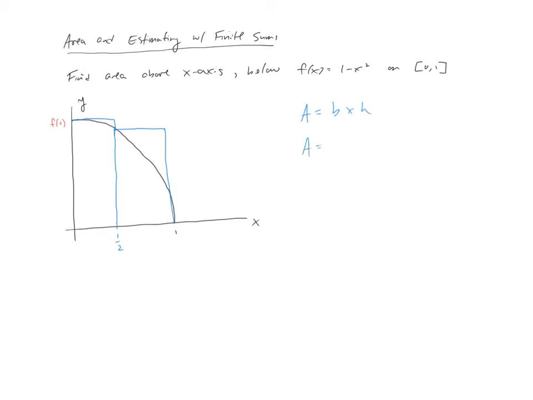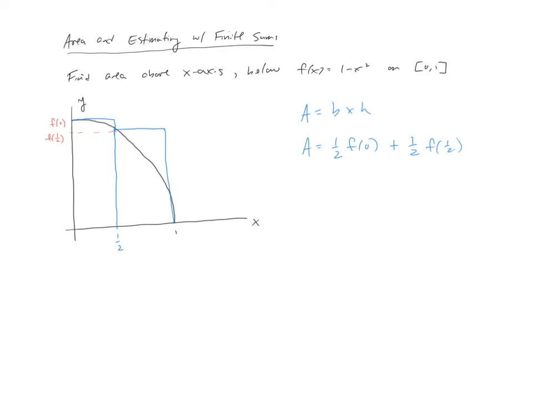So far, I've got a base of 1/2, a height of f of 0 for my first rectangle, plus the area of my second. Well, the area of my second rectangle, the base would still be a 1/2. And now the height of this rectangle would be my function evaluated at 1/2. So this guy right here, that's going to be f of 1/2. Okay, so my f of 1/2, there we go, there's my height.